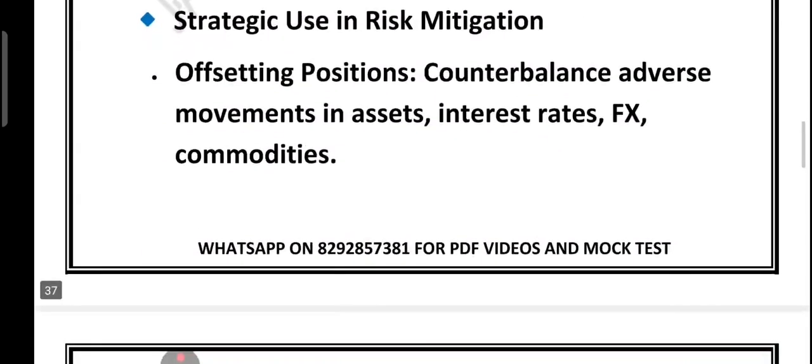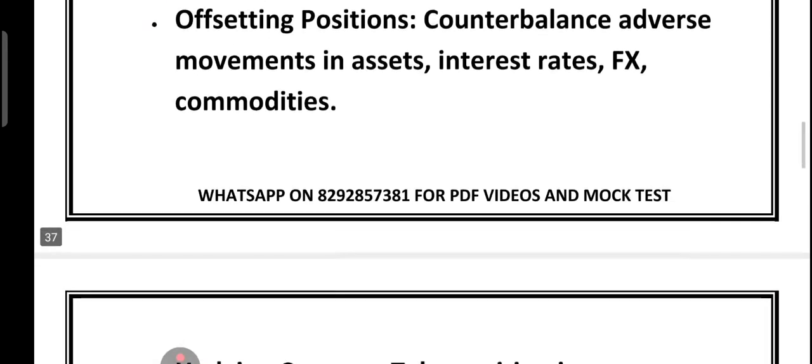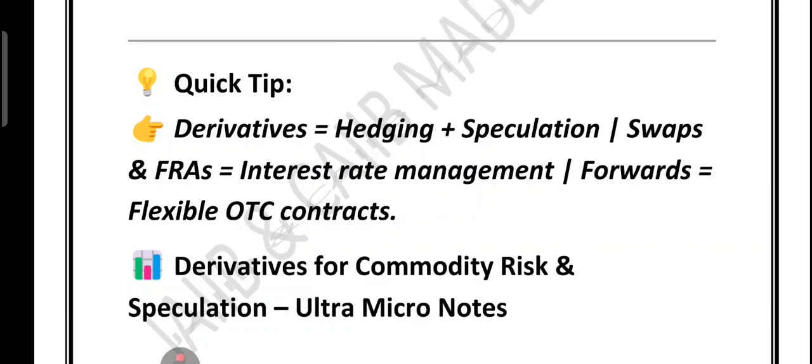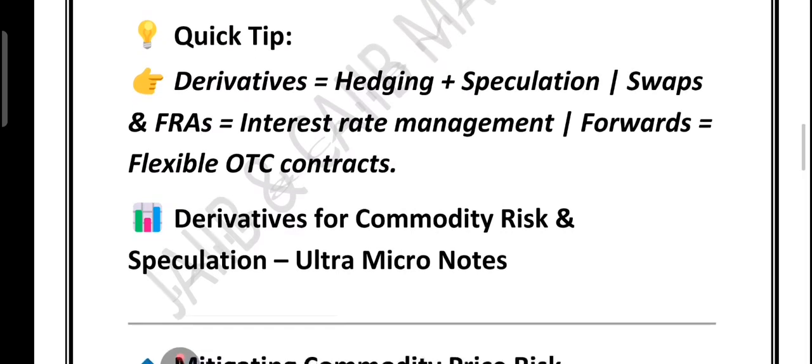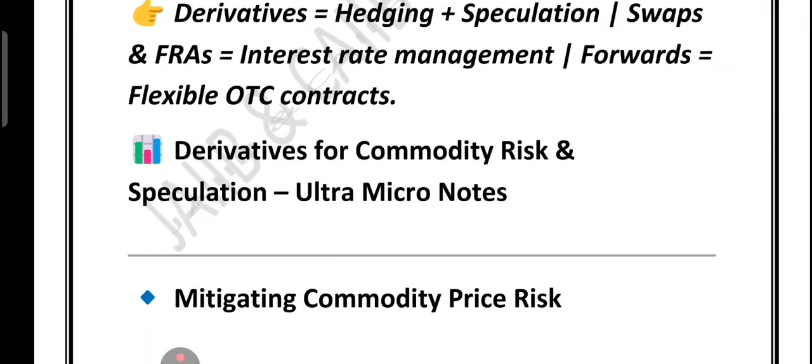Now let's look at the strategic use in risk mitigation, right? It counterbalances adverse movement in the asset, interest rate, forex exchange, commodity, right? These are the points. So derivatives include two things: hedging and speculation. Swap and FRA are for interest rate management, and forward offers you a flexible OTC contract. Now let's look at derivatives for commodity risk and speculation. Let's talk about it.